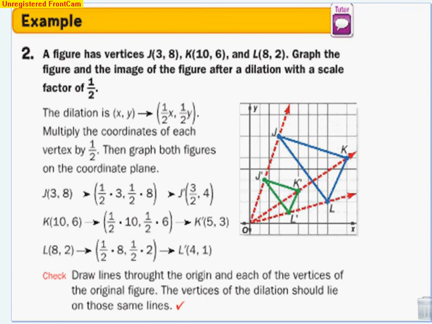Let's look at example 2. The figure JKL is graphed, and the image of the figure after a dilation with a scale factor of 1.5. Again, they multiplied the scale factor of 1.5 by the x and the y coordinates. If you notice, because the scale factor is less than 1 but greater than 0, the new shape, the image, is smaller than the original, or the pre-image.